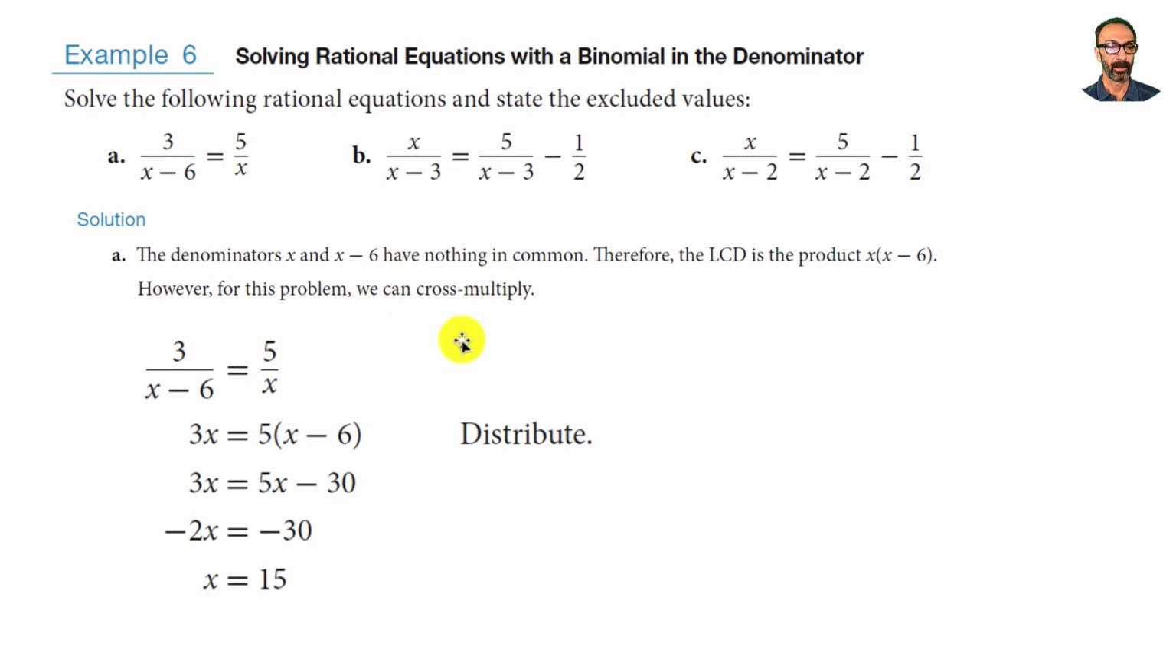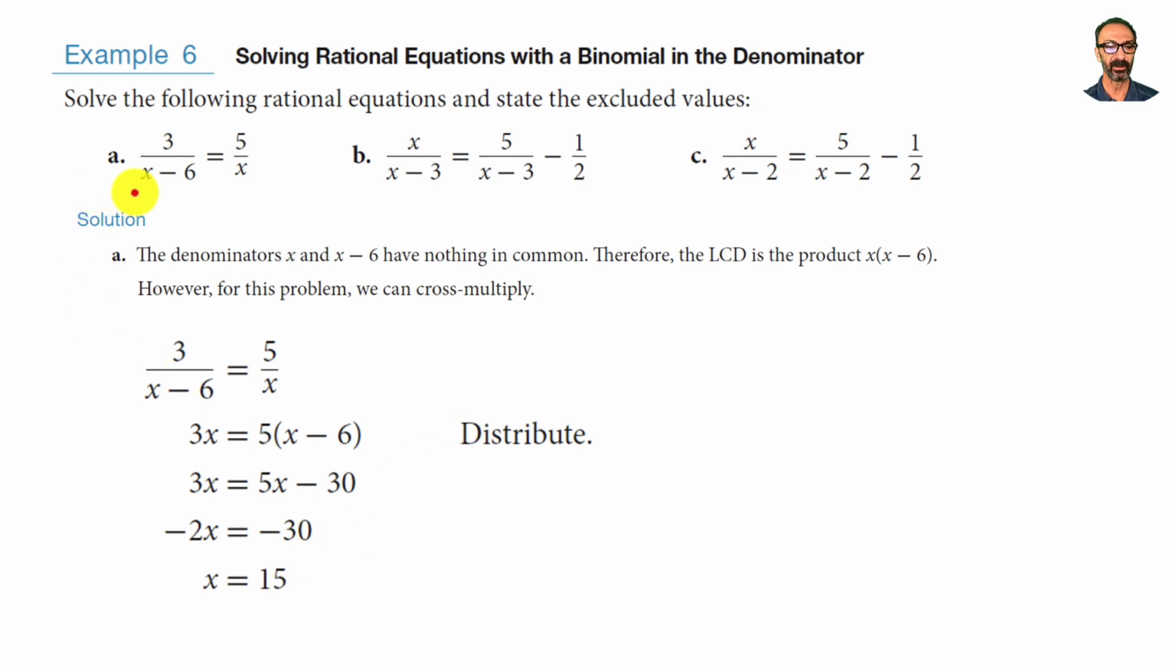However, for this problem, we could just cross multiply. That's why I said the first one has a different approach. You cross multiply 5 times x minus 6 and 3 times x, as you could see right here. Then do the distributive. We like x's to be on one side, so subtract 5x from both sides, and you get minus 2x equals negative 30, and we're done. So the answer is 30.